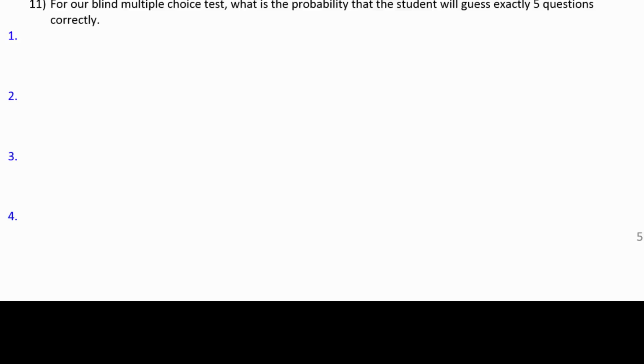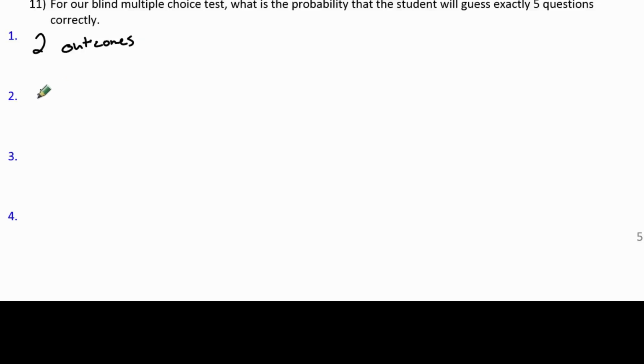Alright, so next question here. For a blind multiple choice test, what's the probability that the student will guess exactly 5 questions correctly? Alright, so the first thing is: are there 2 options? Yes, there are 2 outcomes, successes or failures.